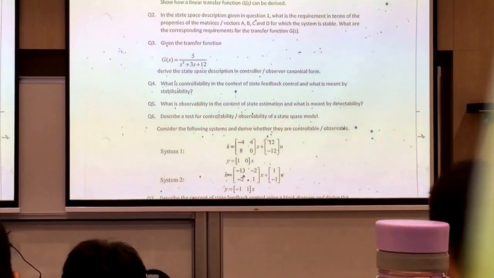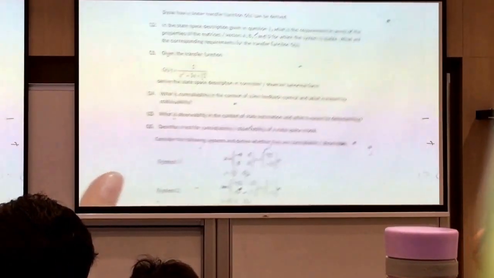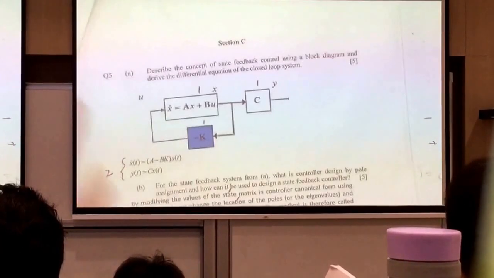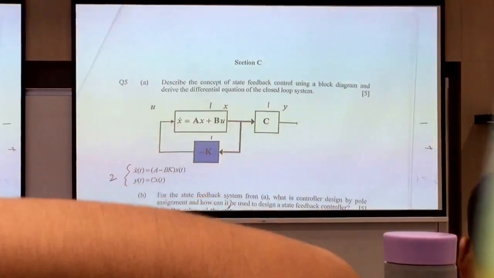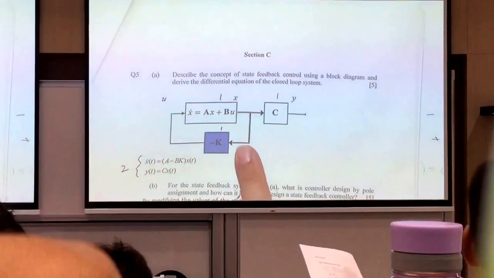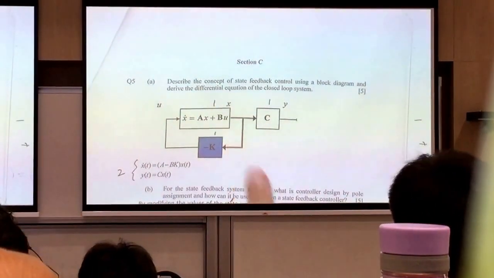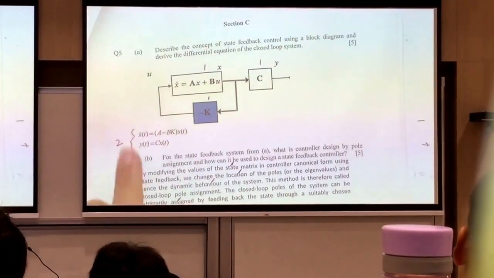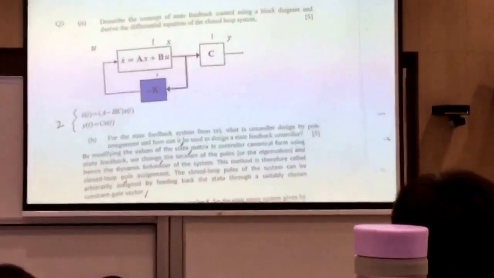Any questions? Good. Just to give you a flavor of a question on state space, this is from last year. They could ask, first of all, to describe the concept of state feedback control using a block diagram and derive the differential equation of the closed-loop system. This is what's done for us. It's quite big, and there's the differential equation. Without the copy, we'll go through this in the revision lectures.